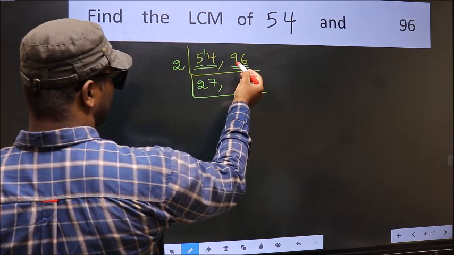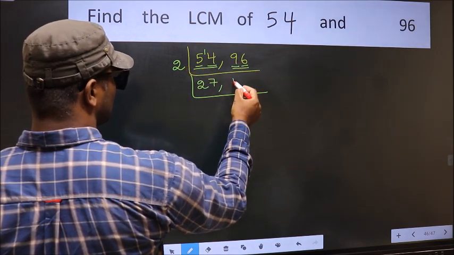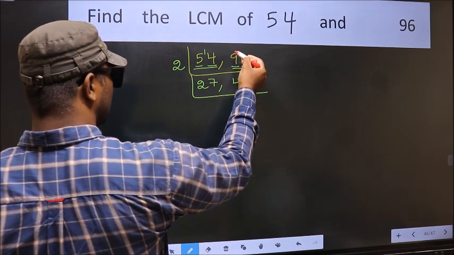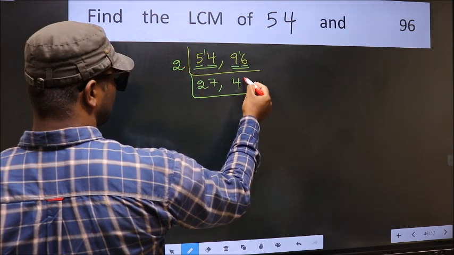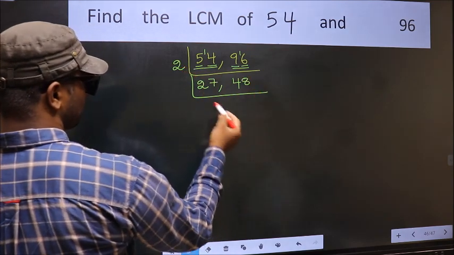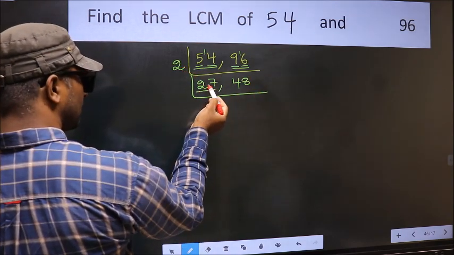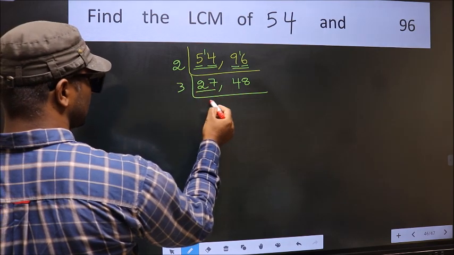First number 9. A number close to 9 in the 2 table is 2 4's 8. 9 minus 8, 1, 1 carried forward, 16. When do we get 16 in the 2 table? 2 8's 16. Now here we have 27. 27 is 3 9's, 27.